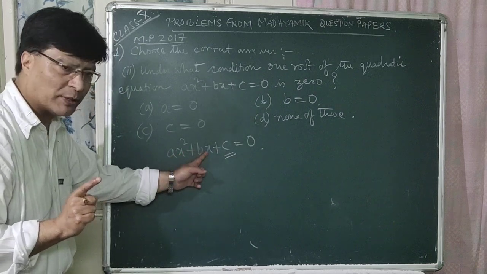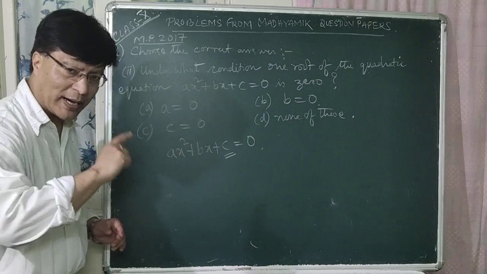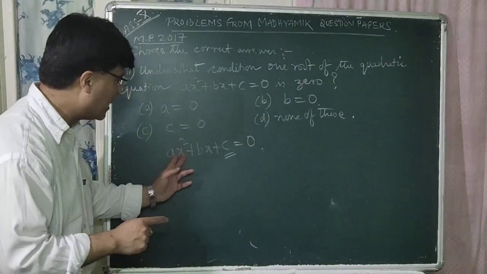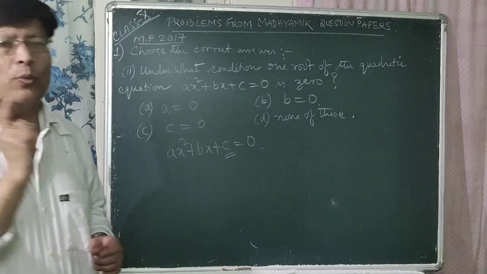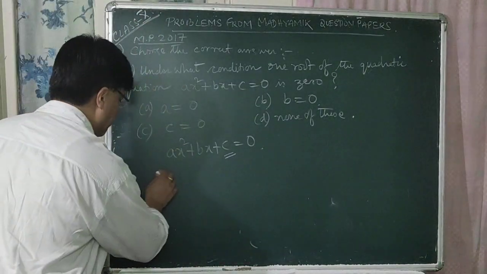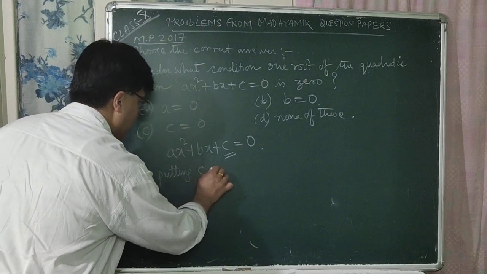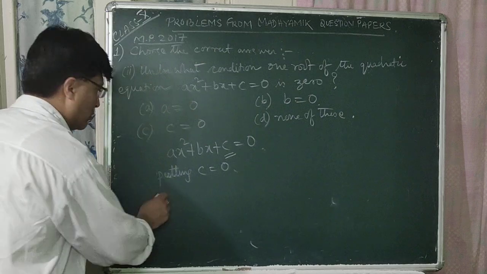So here x is common. So within bracket we have ax plus b only. So either x is equal to 0 or ax plus b is equal to 0. That means one root of the quadratic equation will be 0, right? So let us check it. Putting c is equal to 0.